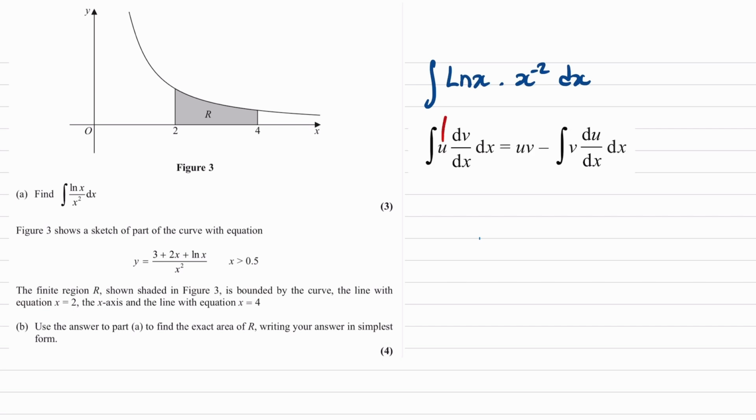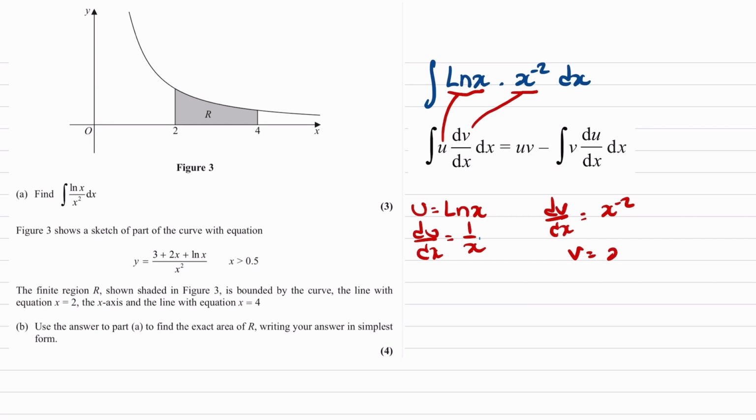We'll let the u term equal the natural log of x, and the dv by dx term equal x to the negative 2. So if u is the natural log of x, then du by dx will be 1 over x. And if dv by dx is x to the negative 2, then we need to integrate this for the v term, which is x to the negative 1 over the negative 1, or negative 1 over x.